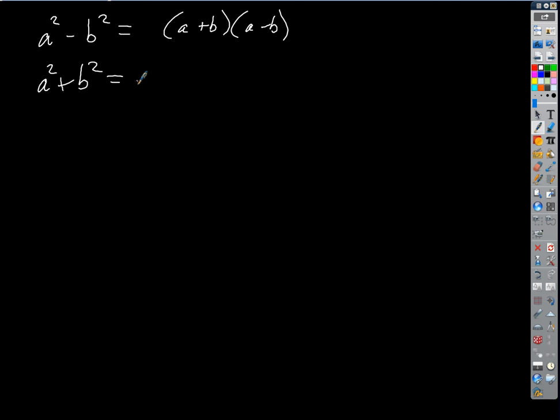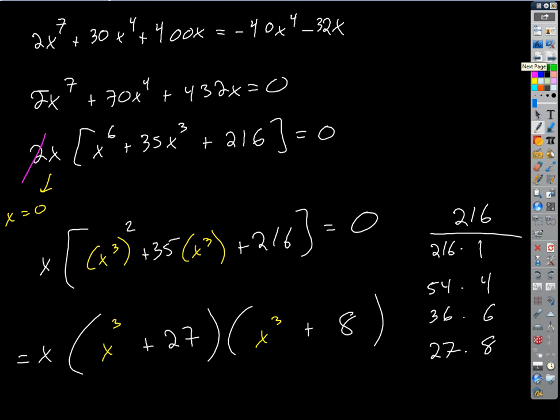So you tell me, what was the factoring pattern for something of the form a squared minus b squared? It's a minus b times a plus b. Yes. Good, that's our conjugate pattern, right? How about a squared plus b squared? A squared plus b squared doesn't factor, right?